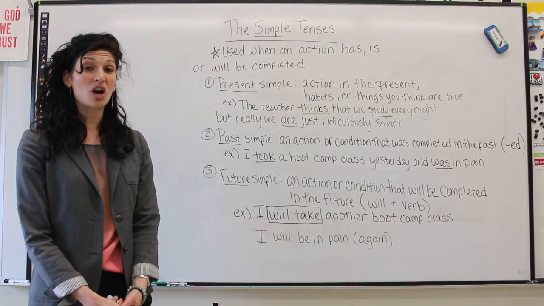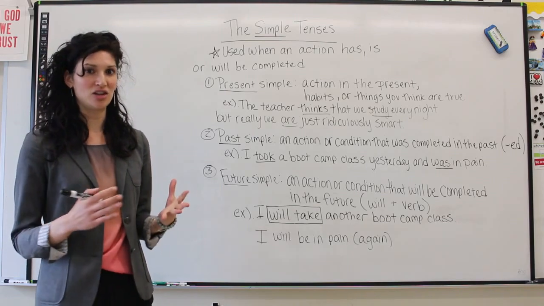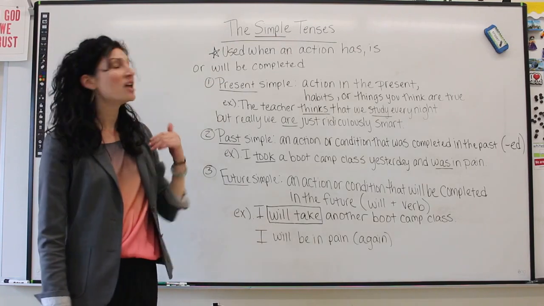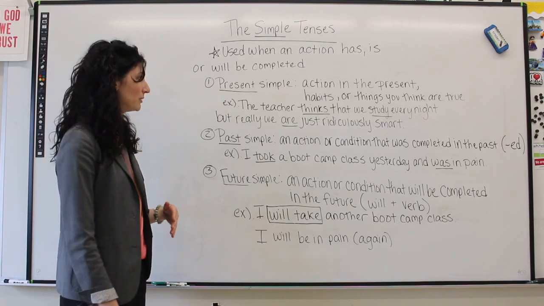Okay, so now we're going to talk about the first 3 verb tenses of the 12 verb tenses in the English language. The first 3 are the easiest, and they're rightfully called the simple tenses. We use them when an action has, is, or will be completed.